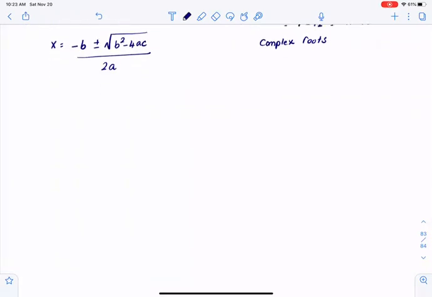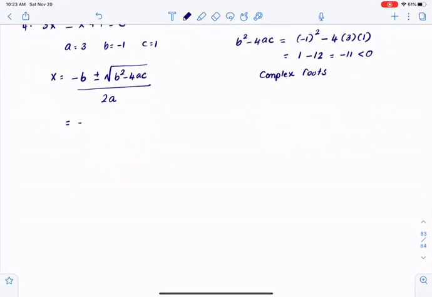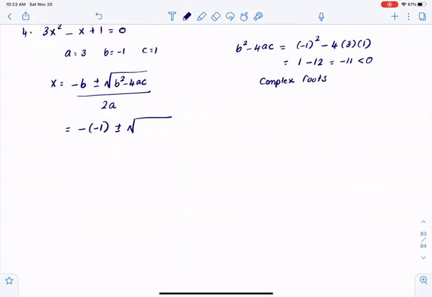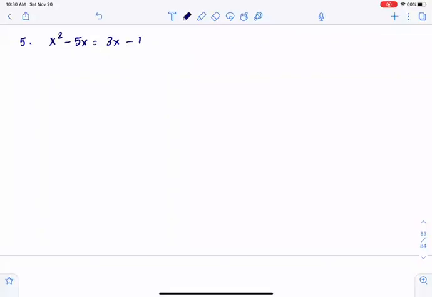So minus b would be minus of minus 1, square root of b squared minus 4ac. I have computed that to be negative 11, divided by 2 times 3. So minus of minus 1 is plus 1. 11 is prime, and we have a negative, so I root 11 divided by 2 times 3 is 6.